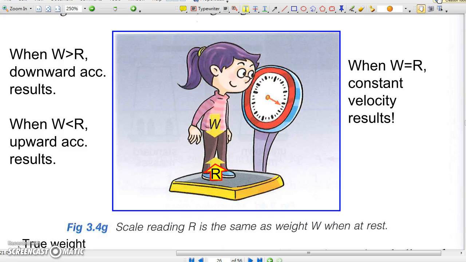Similarly, when a lift accelerates downwards, your body also accelerates downwards. The normal reaction acting on your body must be smaller than your weight. You feel a smaller reaction, and so you feel lighter. Your apparent weight becomes smaller, but your true weight never changes with your motion.